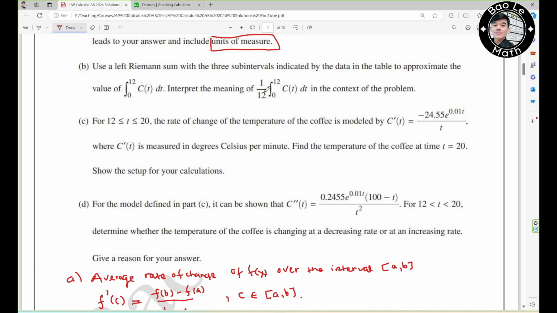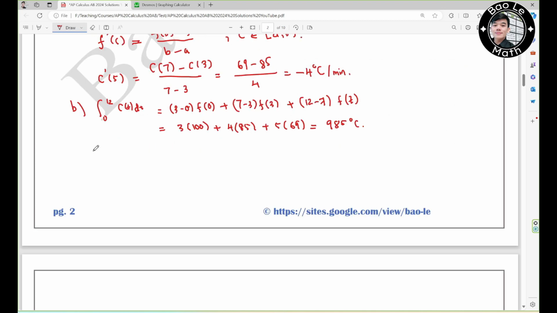Interpret the meaning of 1 over 12 times the integral from 0 to 12 of C of t dt in the context of the problem. Alright, so we're going to use the average value of a function. 1 over 12 integral from 0 to 12 of C of t dt is equal to 1 over 12 minus 0 times the integral from 0 to 12 of C of t dt. So this is the average temperature of the coffee in degrees Celsius over the interval 0 to 12.